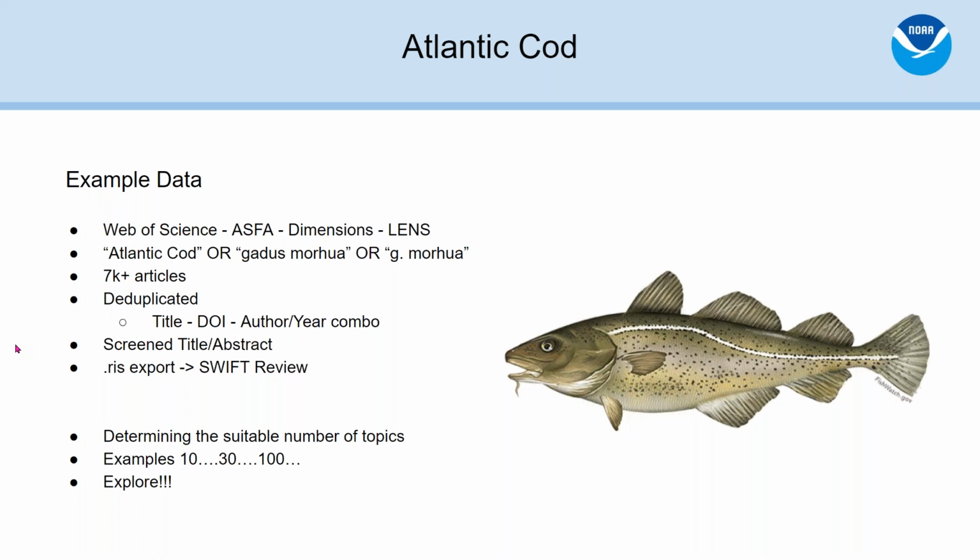There's just a basic search that was completed for Atlantic cod, and we also have the Latin name and abbreviated. This resulted in a little over 7,000 articles after deduplication on title, DOI, and author year combination. I've also pre-screened the data for title and abstract because, again, that's the data that we're going to be modeling off of. And then using an RIS export, I've brought that into Swift Review. For this project, we'll be looking at determining a suitable number of topics when you're doing topic modeling. So we'll look at examples of 10, 30, and 100, and we're really just going to explore the data.